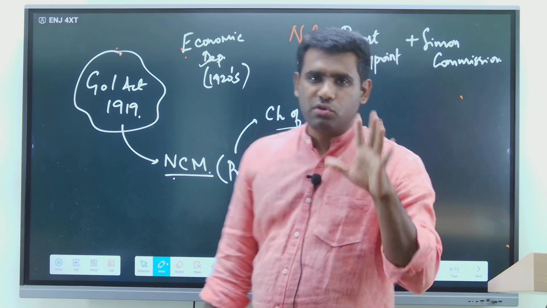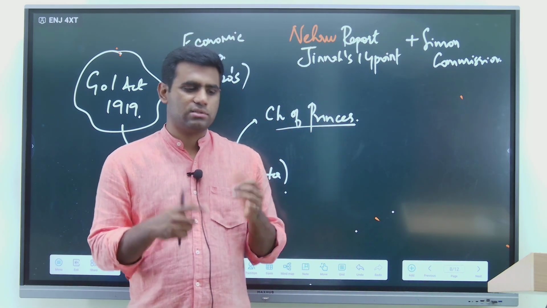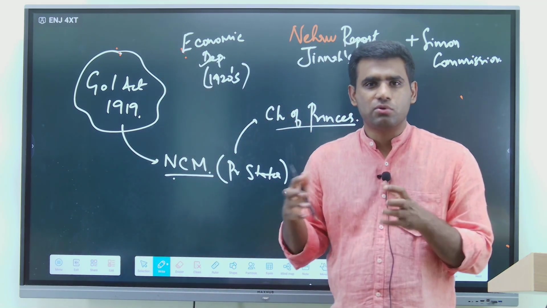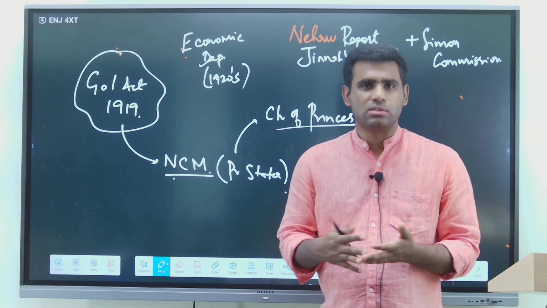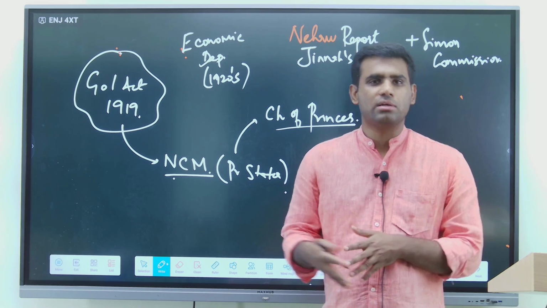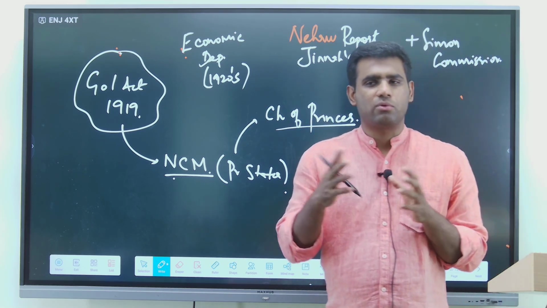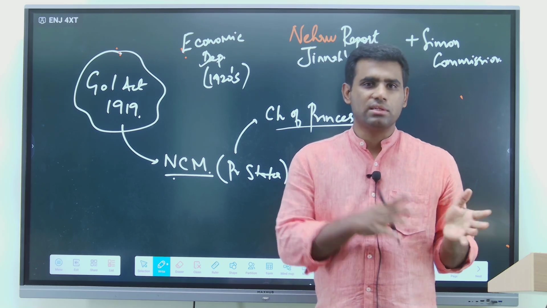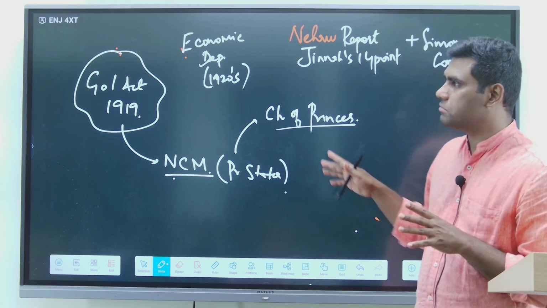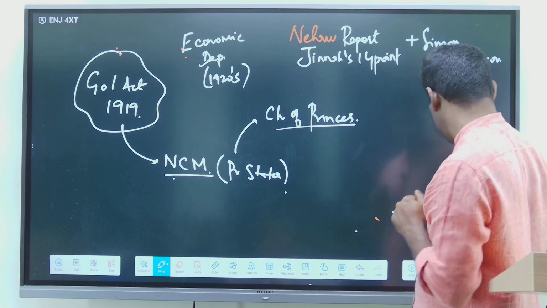So the provisions of the 1935 Act are a result of the influence of various factors, starting from the Government of India Act 1919, the different constitutional proposals given by the Nehru Report, Jinnah's objections, recommendations made by the Simon Commission, right? And the relationship that was becoming worse between the princely states and the British government. So these are all the different factors which have influenced the provisions of the 1935 Act, right?